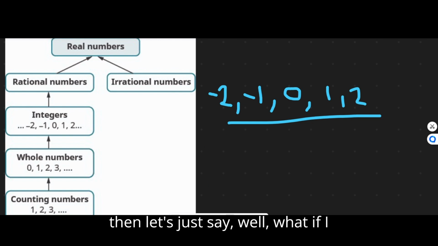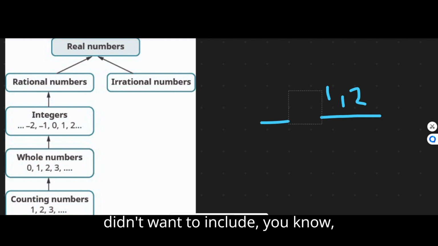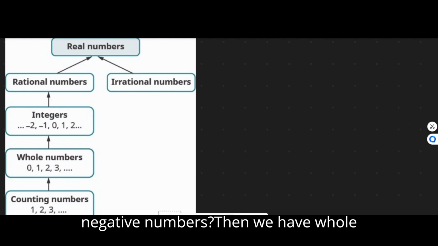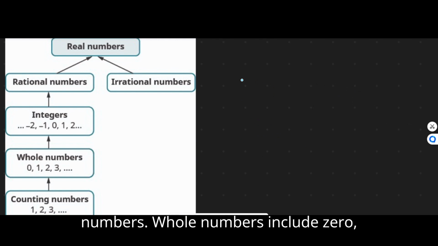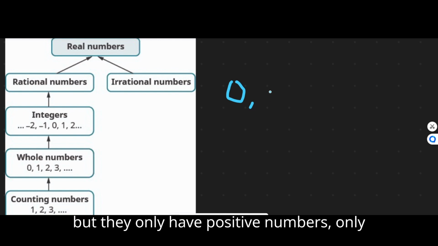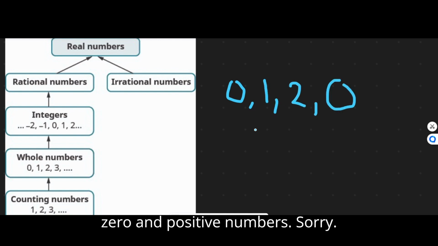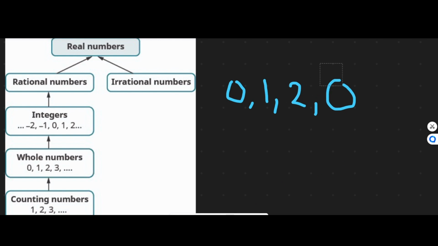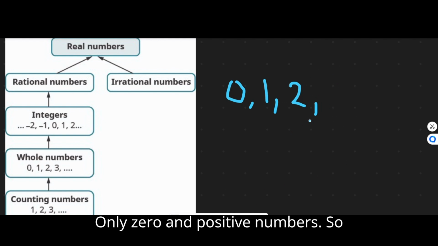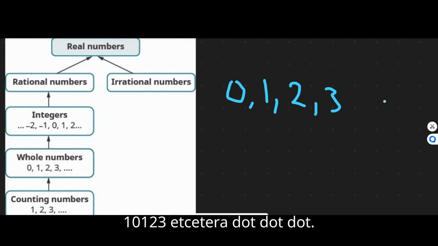So then let's just say, what if I didn't want to include negative numbers? Then we have whole numbers. Whole numbers include 0, but they only have positive numbers. Only 0 and positive numbers. So 0, 1, 2, 3, etc.